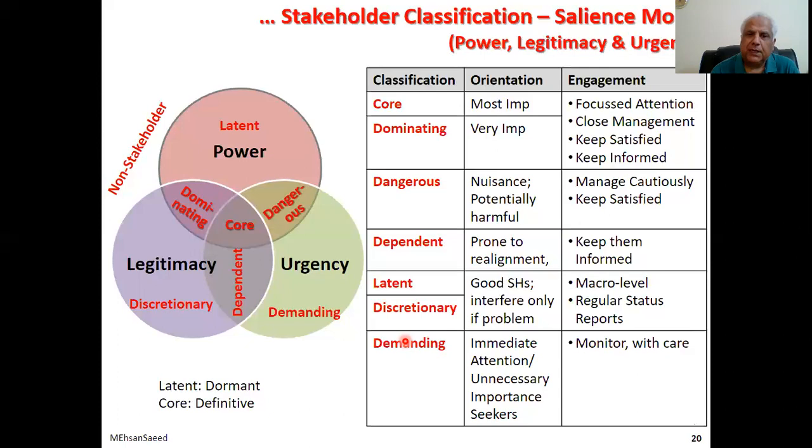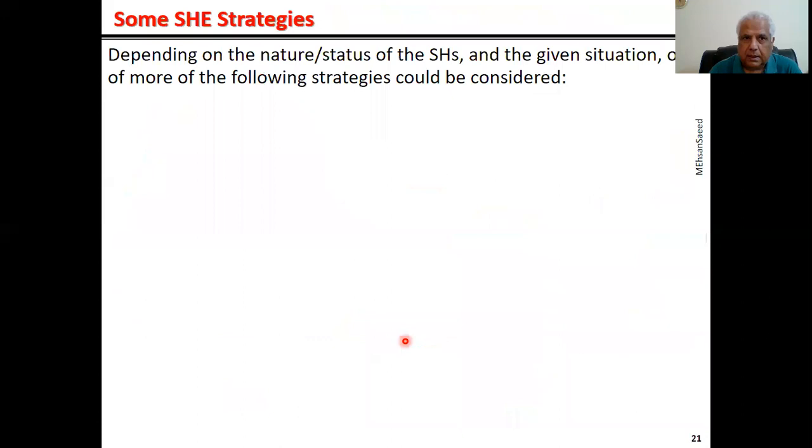So that, ladies and gentlemen, were the three categories of models: the grid model, the cube model, three-dimensional, and this model based on Venn diagram. The grid models use two elements, the cube uses three, and the salience model also uses three elements. Let's now move on to some stakeholder strategies. What can be done with the stakeholders, with a view to improving their engagement with the project?